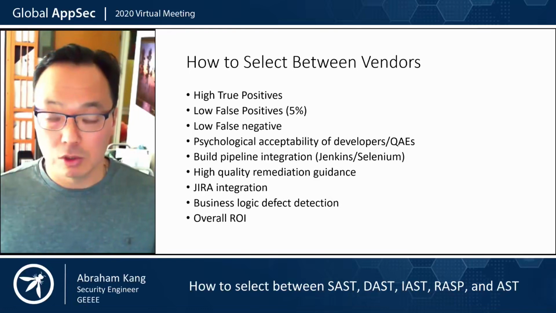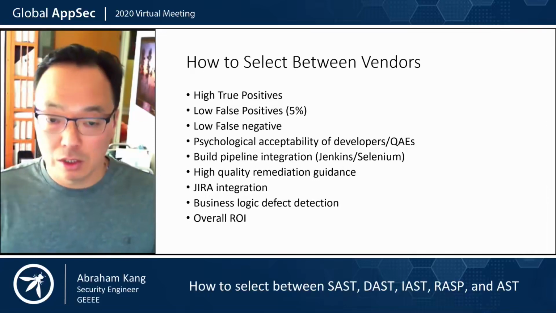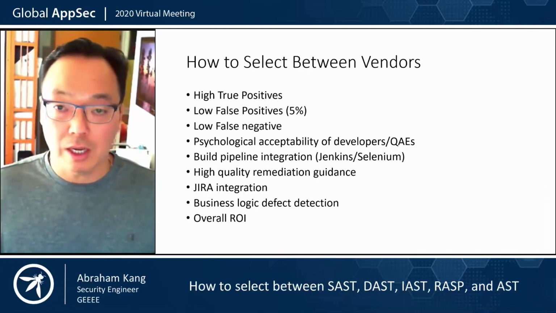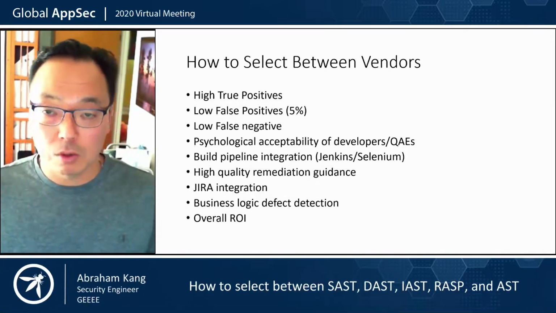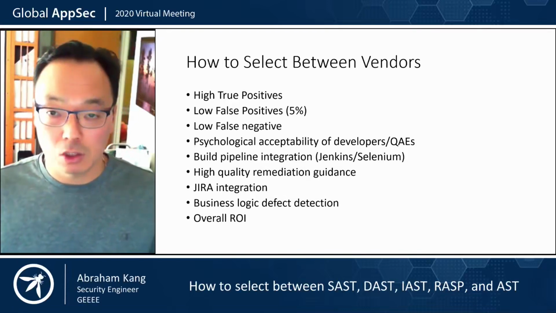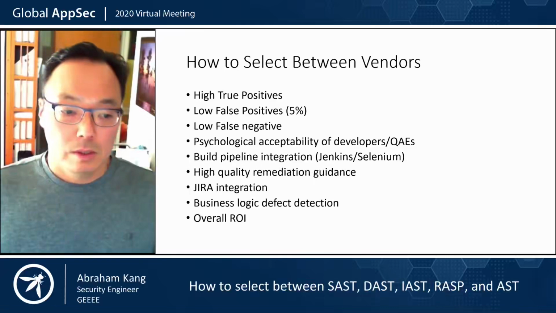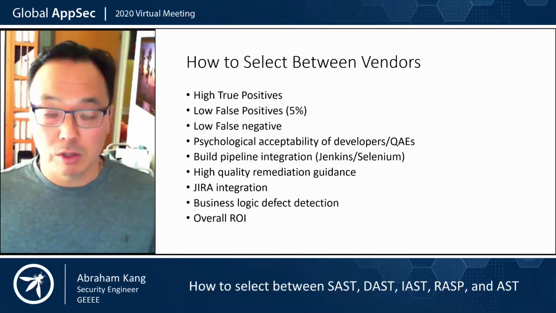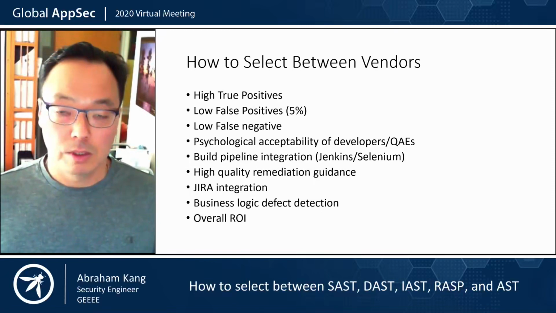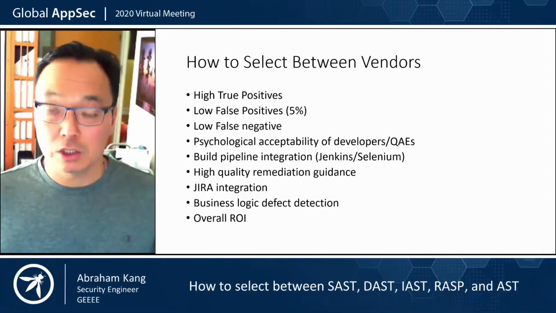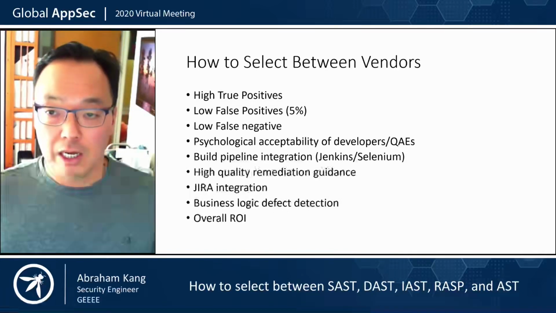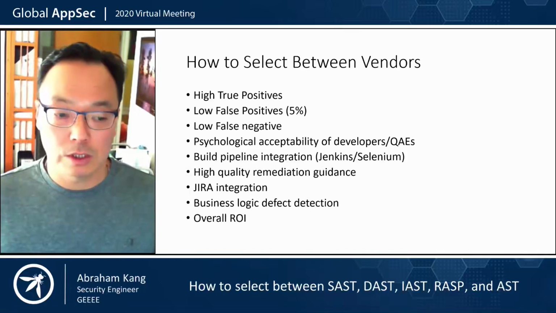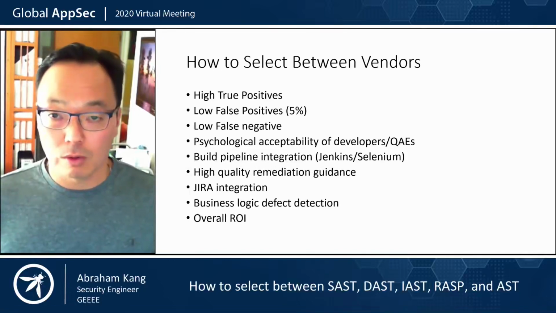Because you want to get developers and the QA people involved in being part of the security solution, the whole organization, it's important to look at how well the vendor explains the vulnerability. Is it going to be something that a developer or a QA engineer is going to be able to read and understand? Also, you want it to be able to integrate with your bug tracking systems. And if it can handle business logic, you will always want to consider that because it allows you to standardize how you're handling some of your business logic vulnerabilities. And then finally, you want to calculate your overall return on investment.